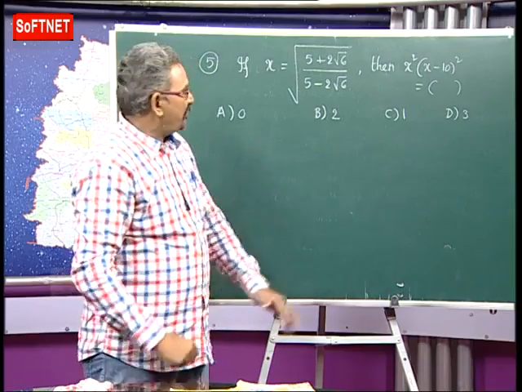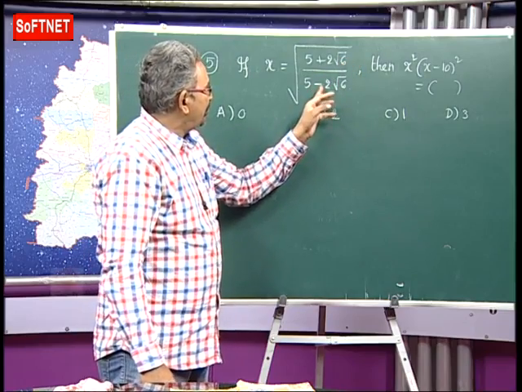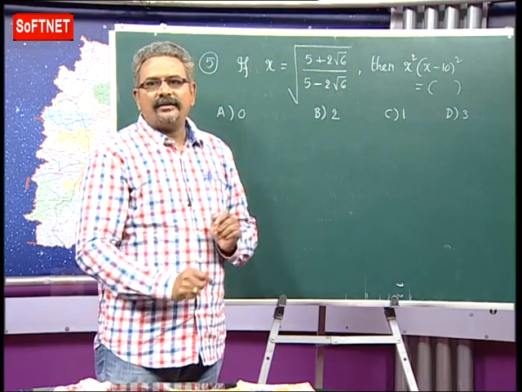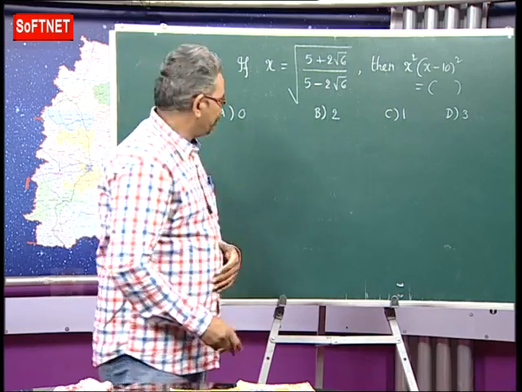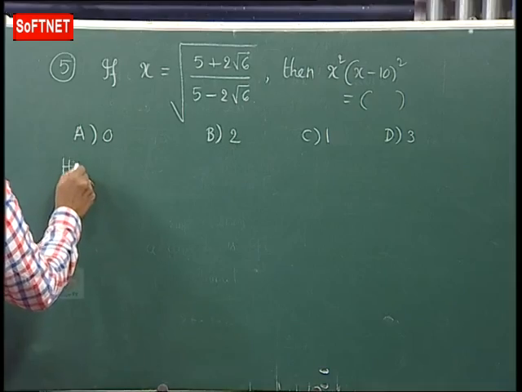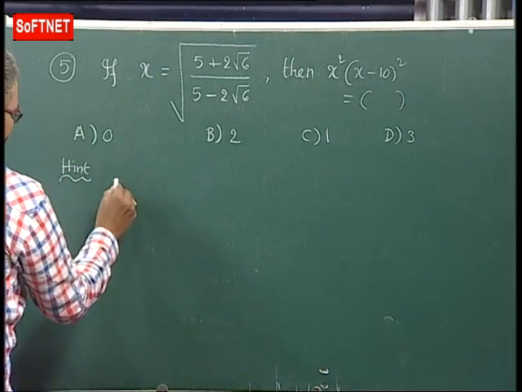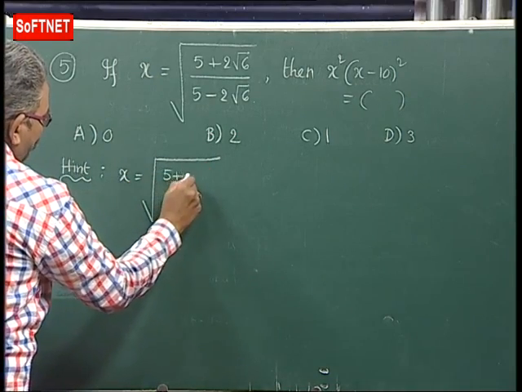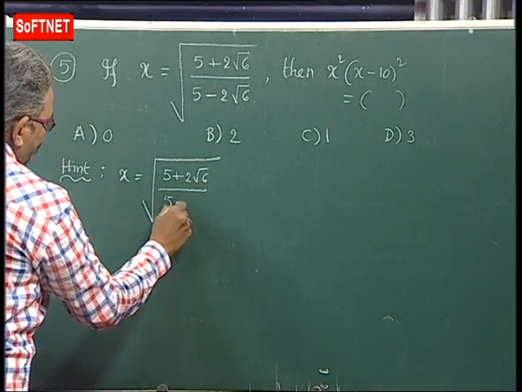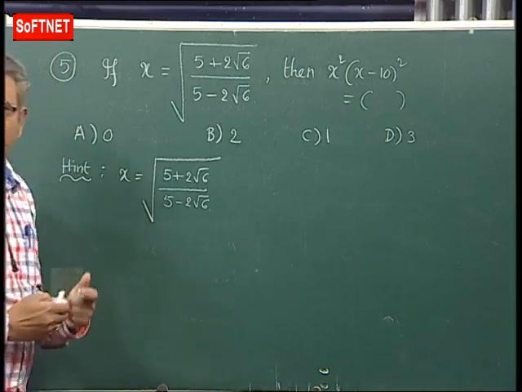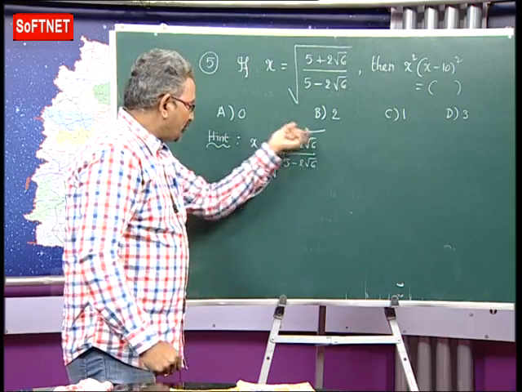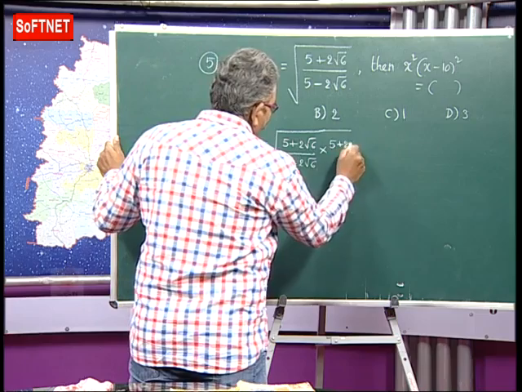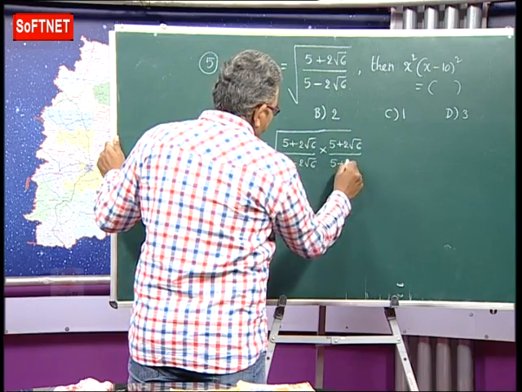So, that is why first of all rationalize the denominator of 5 plus 2 root 6 by 5 minus 2 root 6. Then problem becomes very simple. That is only the first technique has to be applied. Okay, let us rationalize it. x is equal to root of (5 plus 2 root 6) by (5 minus 2 root 6). Already you got practiced. So, how to rationalize? Now this is multiplied with (5 plus 2 root 6) by (5 plus 2 root 6).